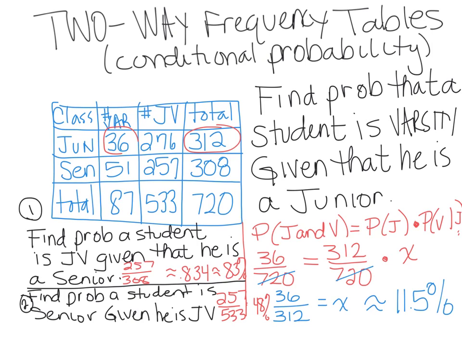Okay, so hopefully you were able to spend a minute and look at that data. The first one, 83%, and the second one, 48%. You're both looking at the students who are both JVs and seniors, but in one case, you've got only 308 students that you're considering, and in the second one, you're considering 533 of them. So the probability is actually much different because of the initial condition.